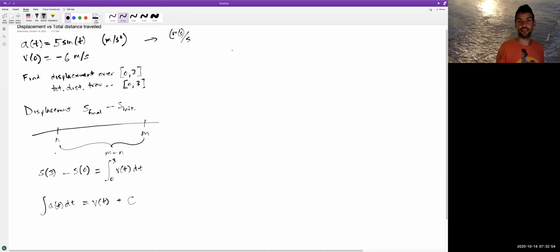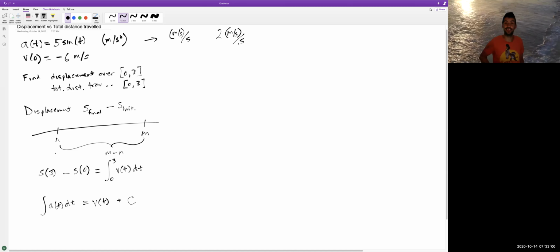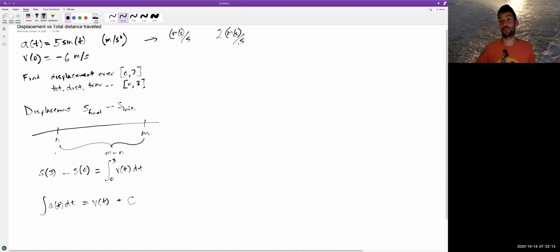So if you have an acceleration of 2 meters per second squared, it means 2 meters per second. It's telling you in each second, you gain 2 meters per second of velocity. So if you start out at 0 and your acceleration is 2 meters per second, after 1 second, you'll be traveling 2 meters per second.